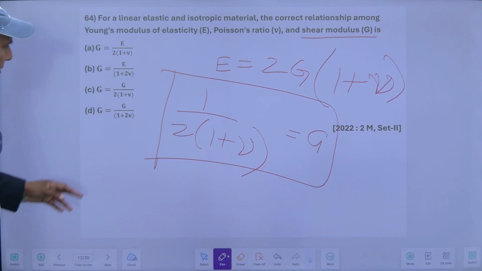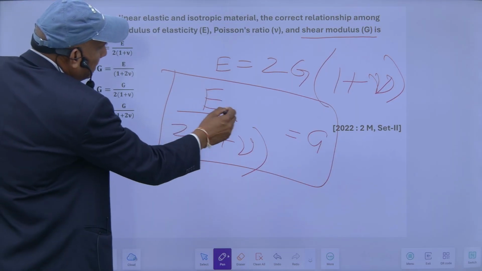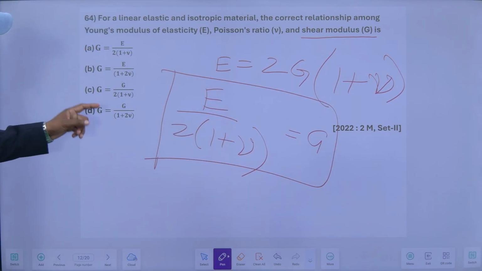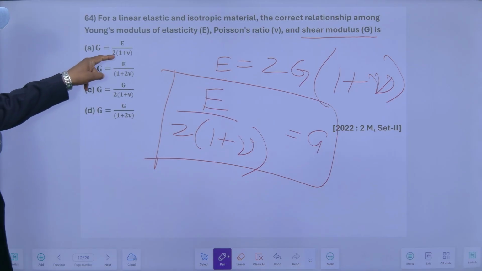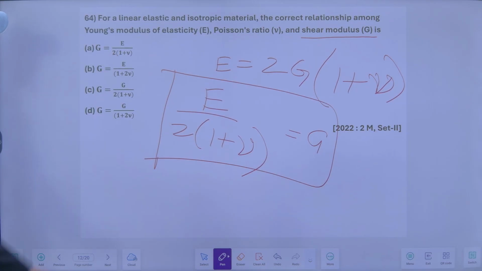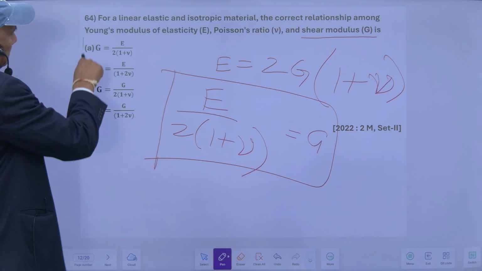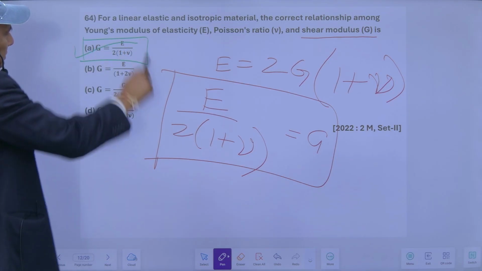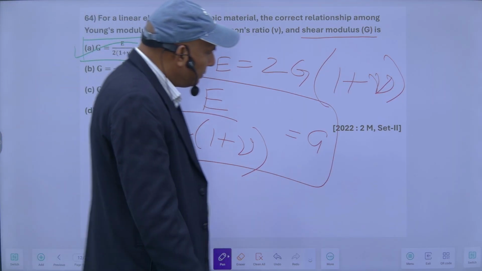So G will be equal to E upon 2 into 1 plus mu. So this is the right answer. And this is a very simple question of 2 marks.